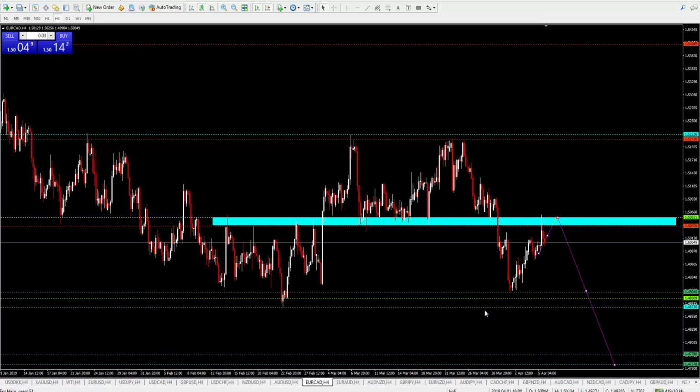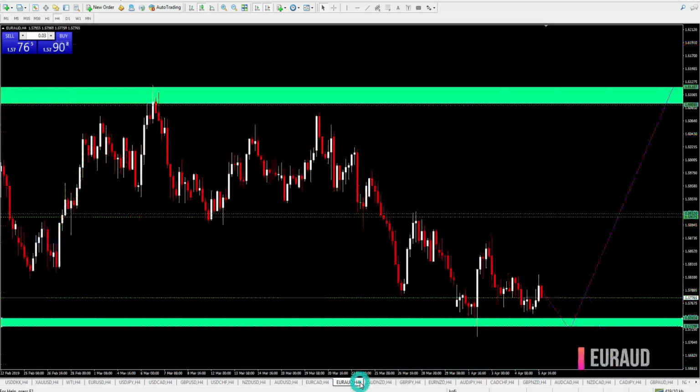EUR AUD, I mentioned that it's going to push up. But actually the push up failed and it pushed down again. If you can get a push here back to the level, we start looking for a buy in EUR AUD, where we can first look for our exit zone at this resistance level and the second level here.